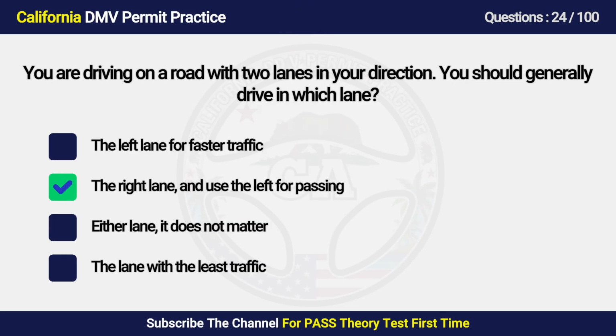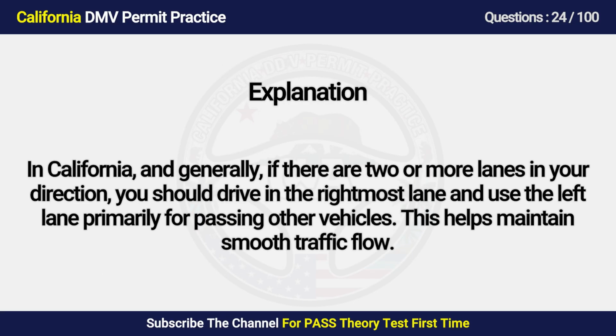Answer is B. The right lane and use the left for passing. In California, and generally, if there are 2 or more lanes in your direction, you should drive in the rightmost lane and use the left lane primarily for passing other vehicles. This helps maintain smooth traffic flow.